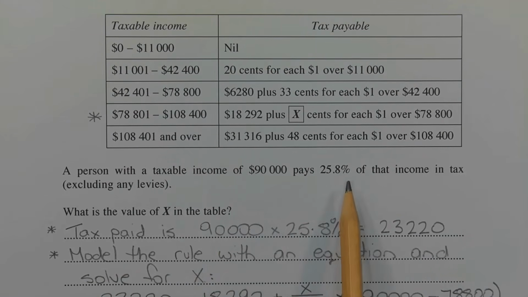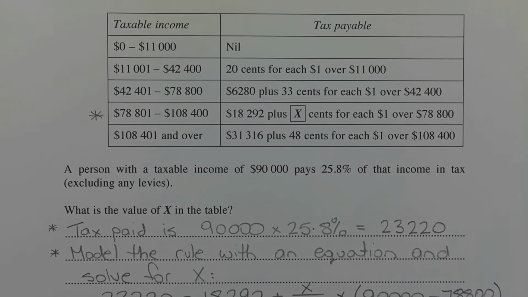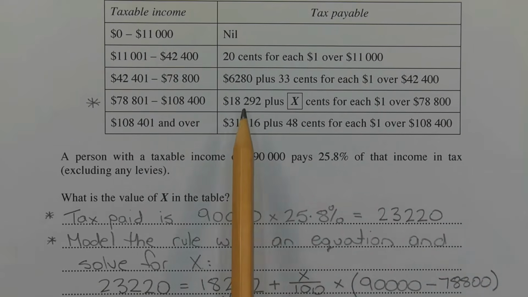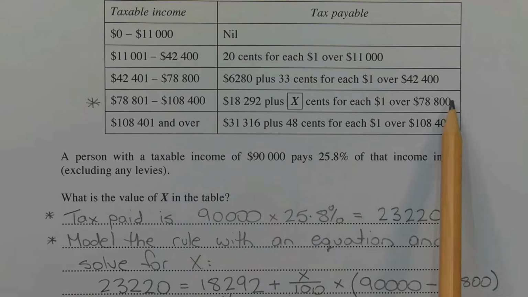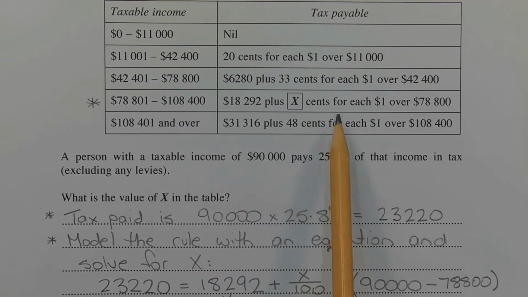Now, it's given in the question that 25.8% of $90,000 is paid in tax, so that's a simple enough calculation. The tax paid is $90,000 times 25.8%, which equals $23,220. Now, the next part of the solution is to model the rule in this row, 18,292 plus X cents for each dollar over $78,800, using an equation and then solving that equation for X.